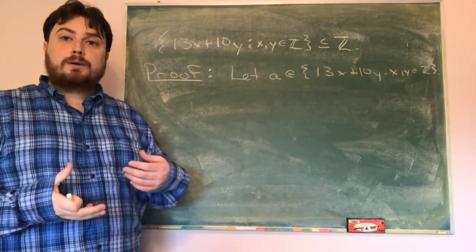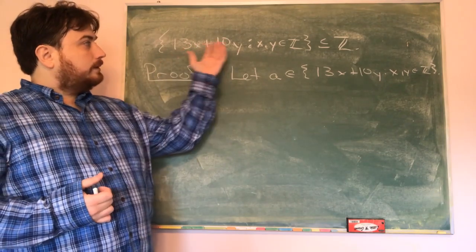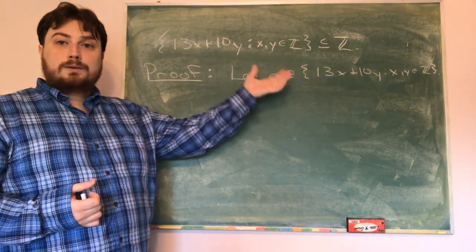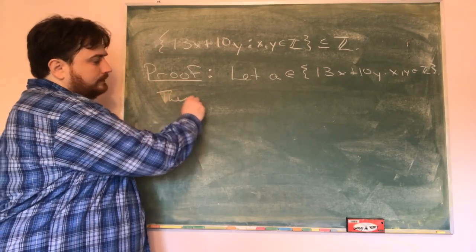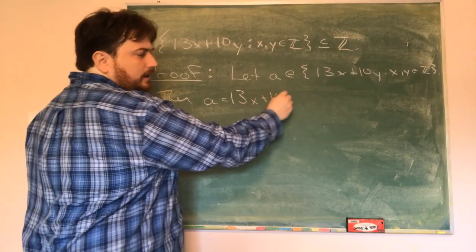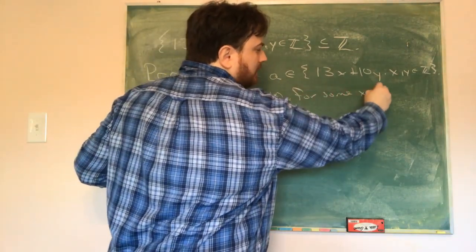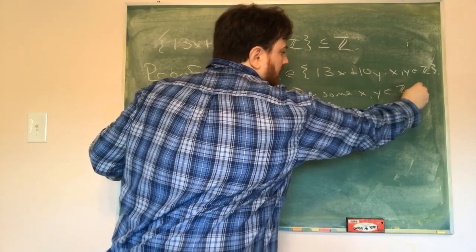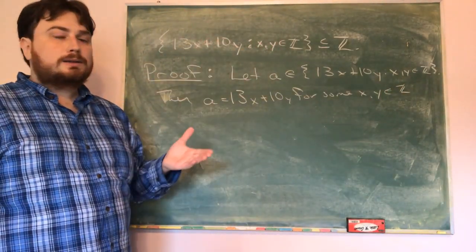Now, if we recall what we said earlier, A is going to be equal to 13x plus 10y for some x and y. So we're going to write then: A is equal to 13x plus 10y for some x and y in Z, because that's part of the definition of being in this set.